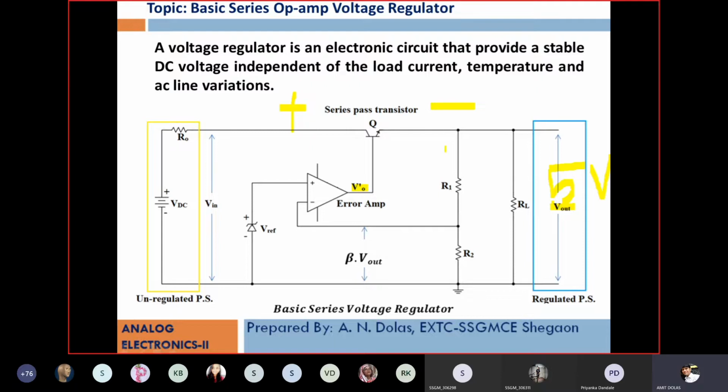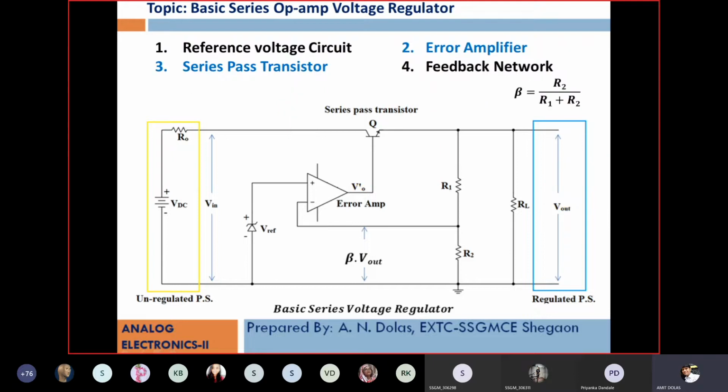the basic series operational amplifier voltage regulator. There are little chances somebody may ask a theory question, because as I have seen 3 papers on this topic, there are theory questions in this unit. So we'll discuss it later, once we finish the unit or the topic.